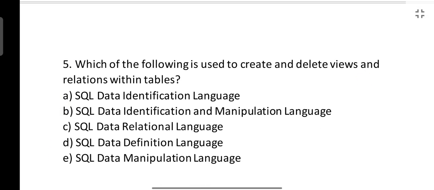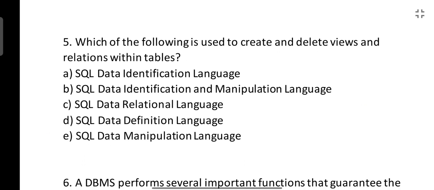Next question is, which of the following is used to create and delete views and relations within tables? Very easy question. If we have read DDL, DML and all those things, we can answer these questions. The answer will be DDL, option D, data definition language. So create and delete come under DDL.